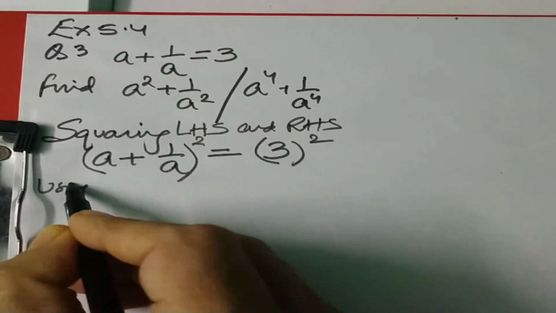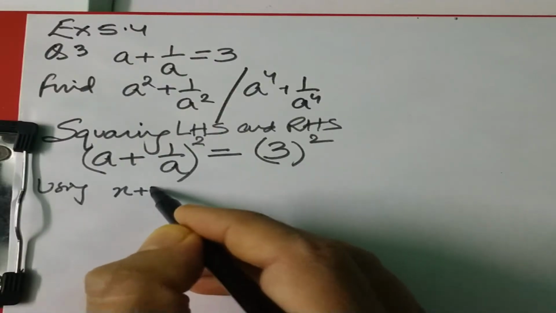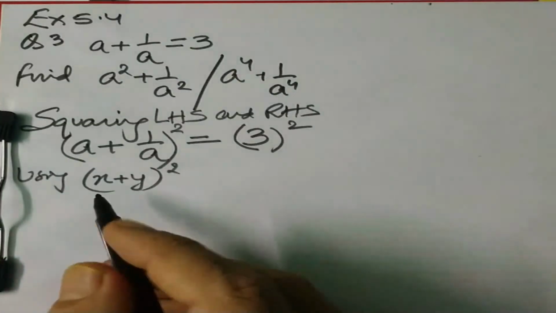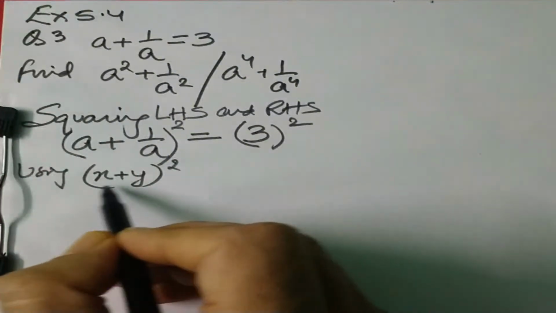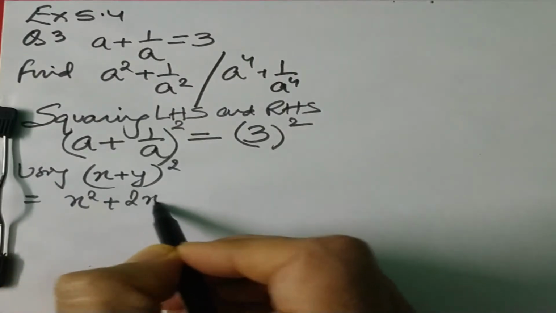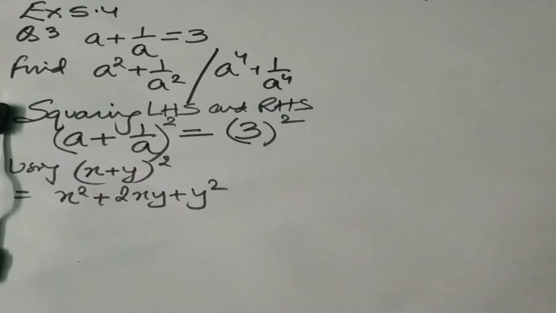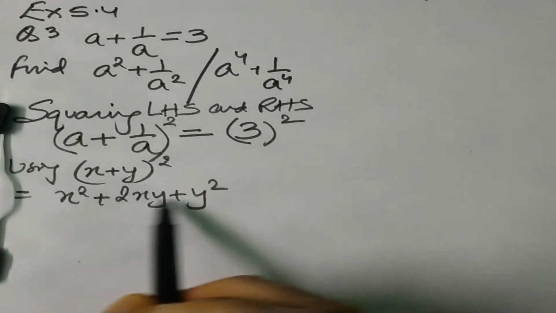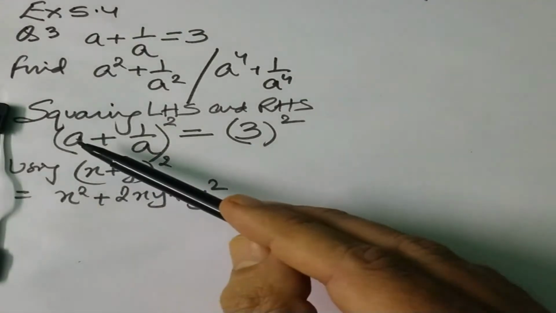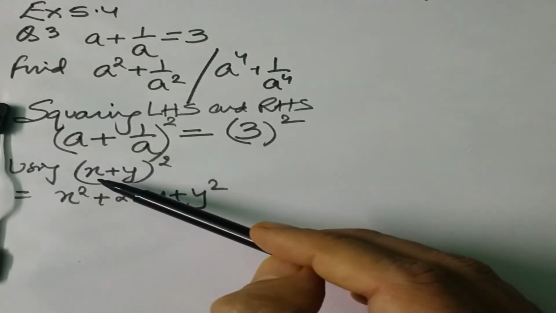So I am writing the formula using x plus y. x plus y whole square, the formula is x square plus 2xy plus y square. The formula is a plus b whole square is equal to a square plus 2ab. I have written x plus y so that you don't get confused between a and this a, because the question also has a and the formula will also have a.